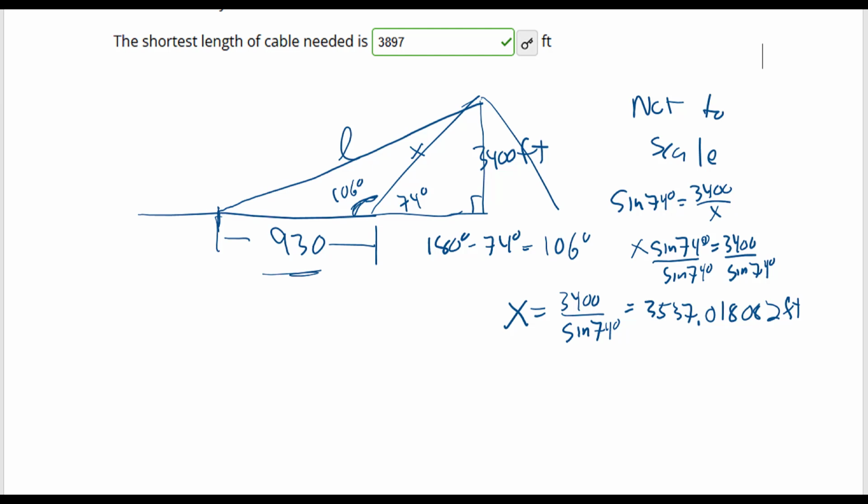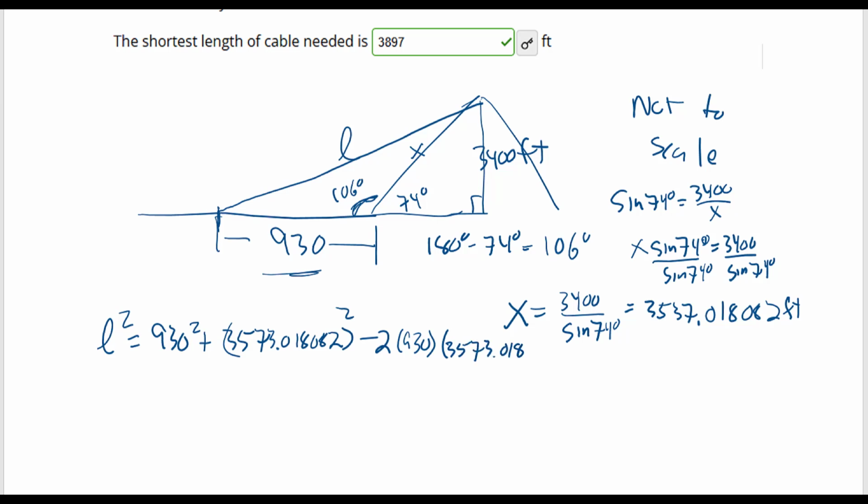We have the angle. So we will go with L squared equals 930 squared plus 3537.018082 squared minus 2 times 930 times 3537.018082 times cosine of 106. Okay, so our L squared is going to be what? I'm going to put this in the calculator now.